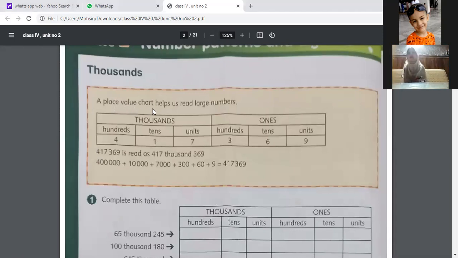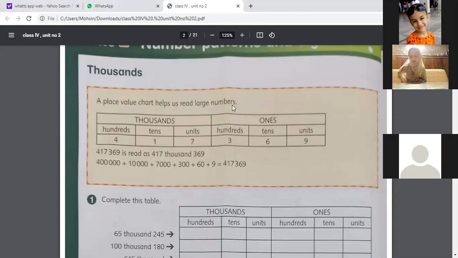The place value chart helps us read large numbers. How are we going to read the large numbers? You can see they write a very large number in your book. How will we read this one? You can see they write ones here and here they write thousands. Under ones they use unit, tens and hundreds.